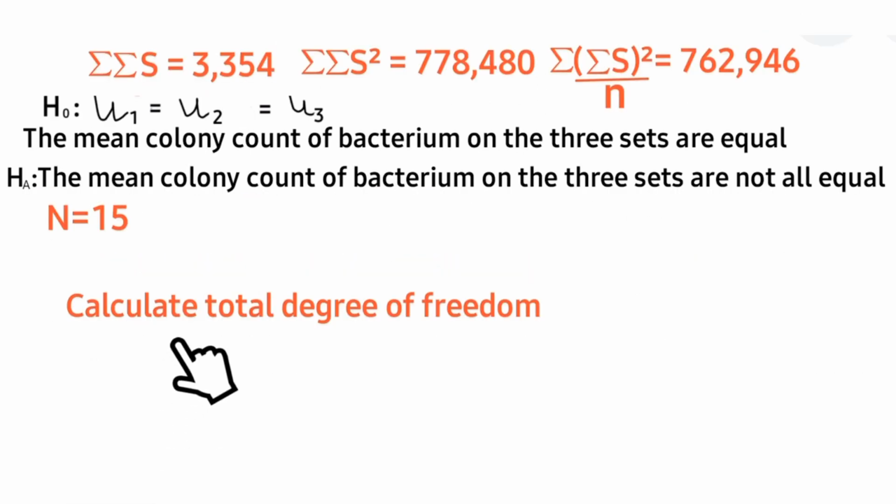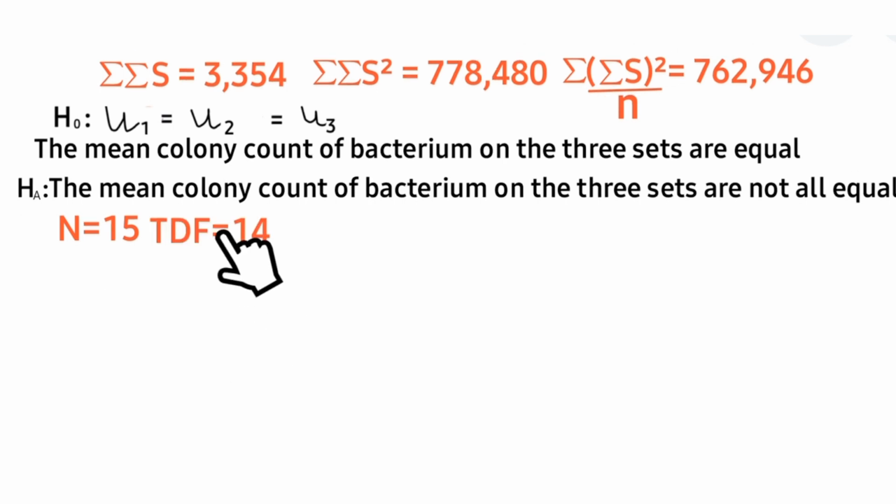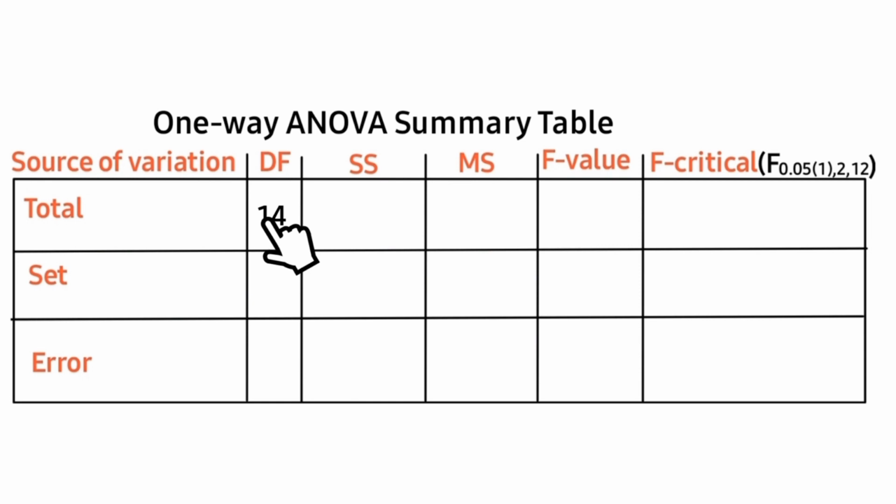This step says calculate total degree of freedom. Total degree of freedom is represented with TDF and the formula is N minus 1. Remember, our N value is 15, so 15 minus 1 is 14. We also record this in our ANOVA summary table. Total degree of freedom, 14.